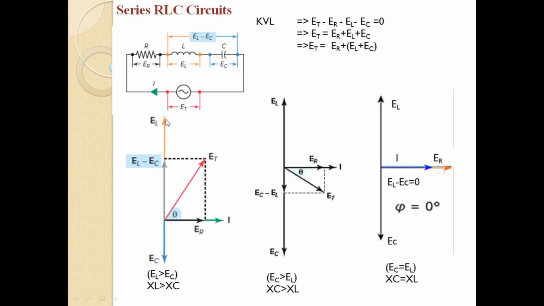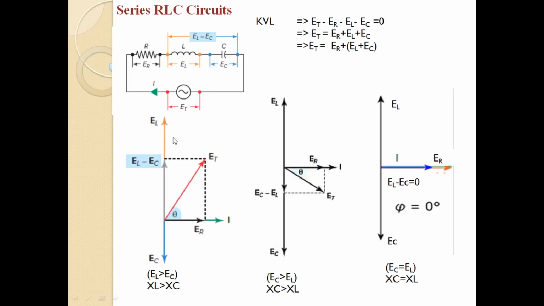Here you can see that this is the voltage drop across the inductor El, and it is leading by an angle of pi by 2 radians with respect to the current. And this is the voltage across the capacitor Ec, which makes an angle of pi by 2 radians with respect to the current, and it is lagging with respect to the current. Er is this phasor, El is this phasor, and Ec is this phasor. If you add vectorially Er, El and Ec, you get the applied voltage.